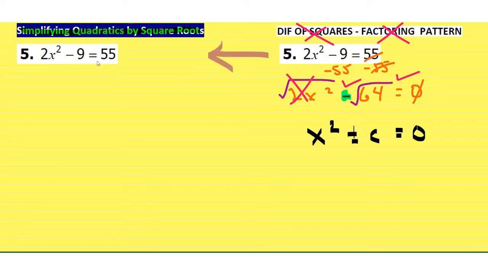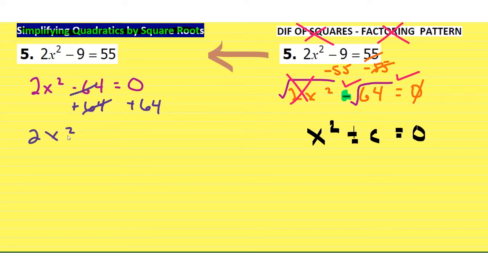So again, we will rewrite that as 2x squared minus the 64 is equal to the 0. Okay, so I have two terms, binomial, no x term. I have determined that I cannot use the difference of squares, but I am going to simplify by getting the square root by itself. So at this point, I will just add the 64 back to both sides. So plus 64 plus 64. These will cancel out. That will give me 2x squared is equal to a positive 64.